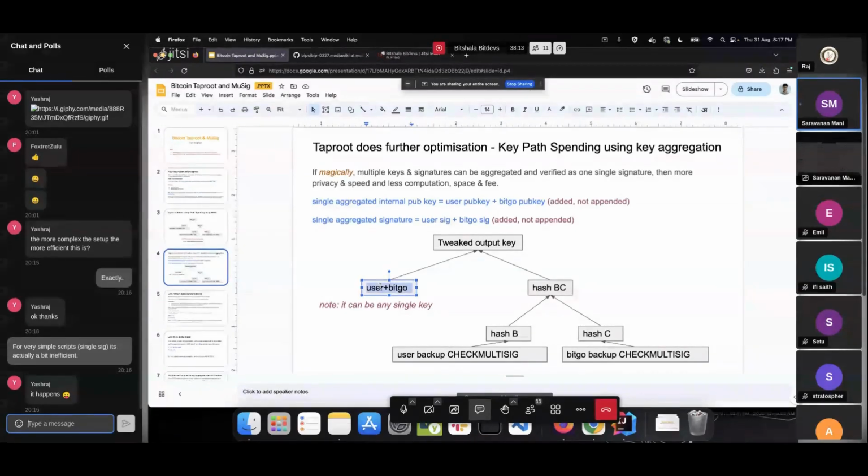But it requires a big if, right? We have to magically add these public keys, add these signatures, and verify this aggregated signature. So how can we do that? That is the question. Is there a way to do that?